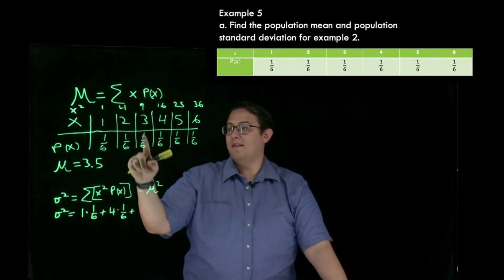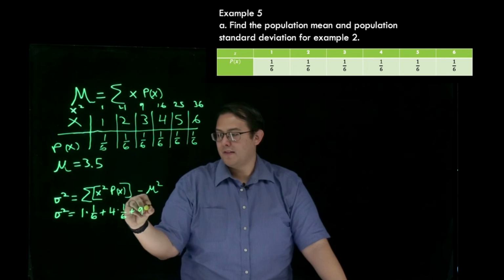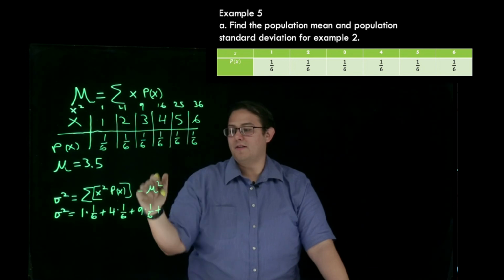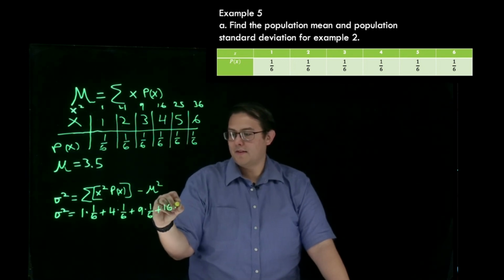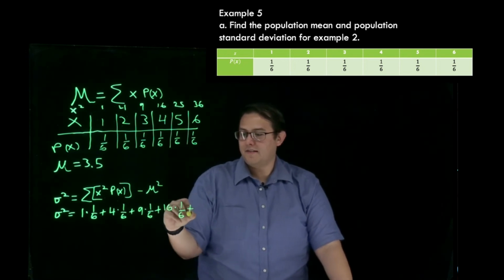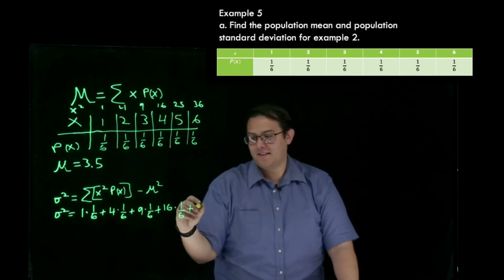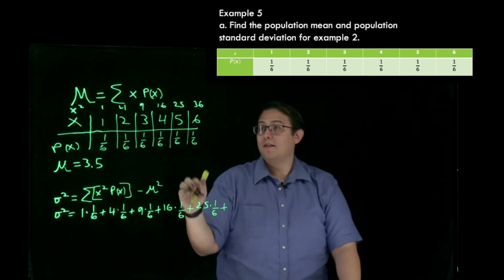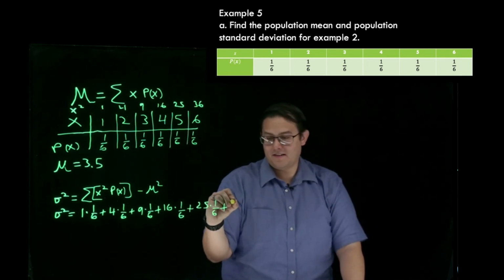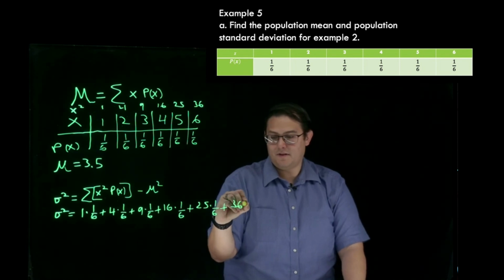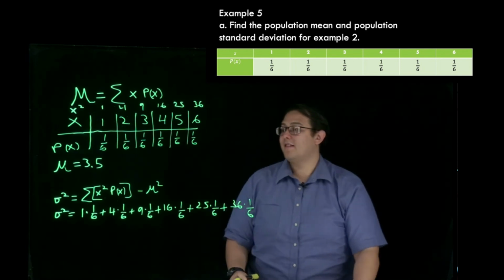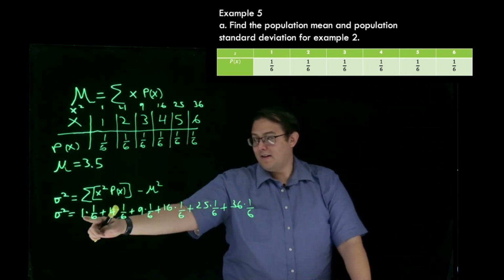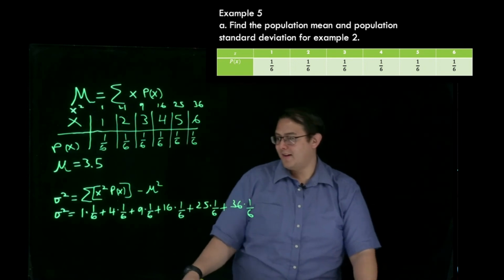Plus 9 times 1/6, plus 16 times 1/6, plus 25 times 1/6, plus 36 times 1/6. All right, quite involved. Okay, so again, we're just going to multiply the number and the numerator to get into one nice fraction.